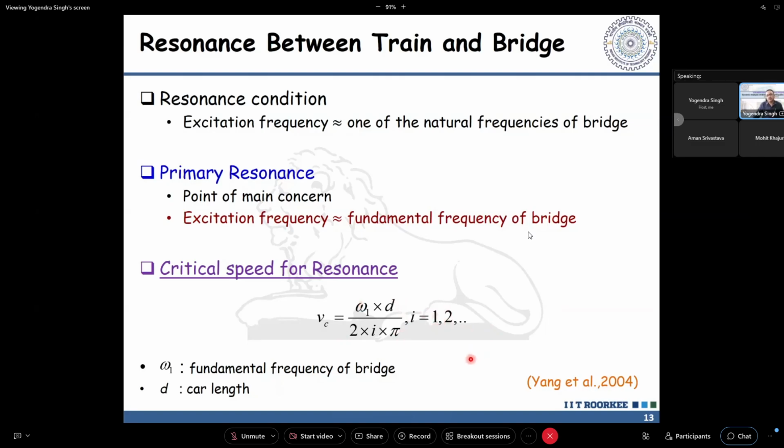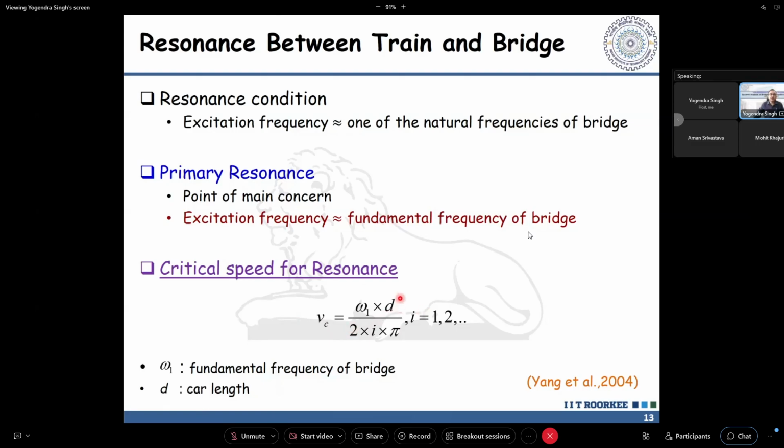And as the number of harmonics goes on increasing, the effect will not be that large. So you can see that I equal to 2 will result in lower velocity. I equal to 1 will be higher velocity. So the maximum velocity will occur when I is equal to 1, and then it will have resonance with the fundamental one, and that is going to give us the most critical condition for the vibrations.